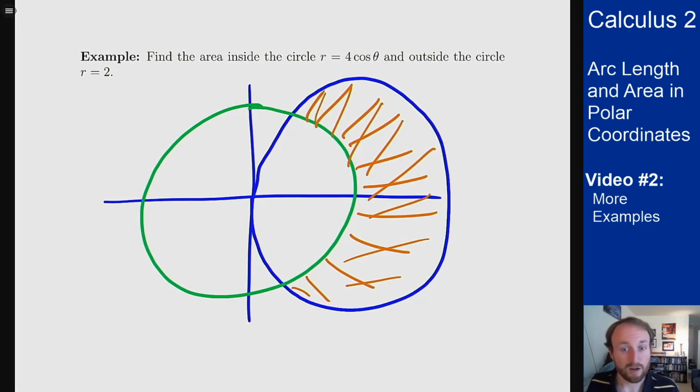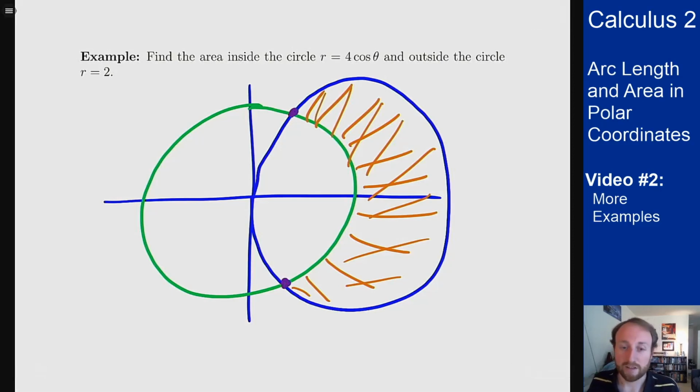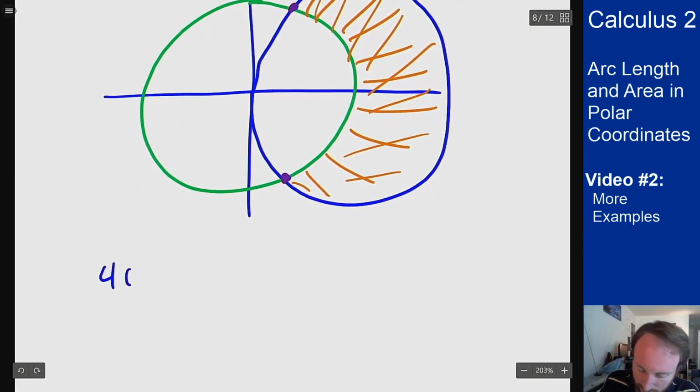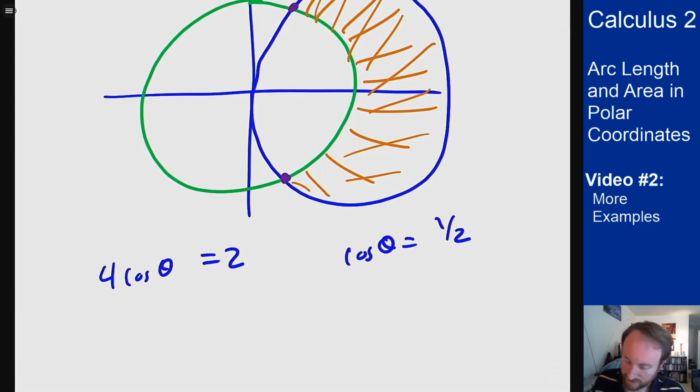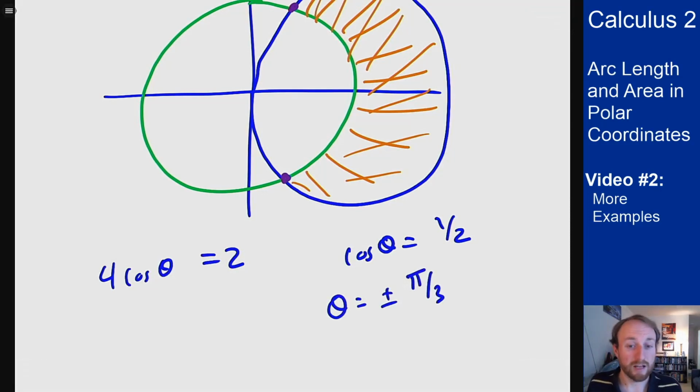But to do that, I've got to figure out where these curves intersect. So I need to first hunt for these two intersection points, and then I can go from there. So to do that, I just set the two equations equal to each other like you would normally in terms of x and y coordinates. Now it's just r and theta instead. So I'll set these two equal, and I get that I want 4 cosine theta equal to 2, which means I want cosine theta equal to 1/2, which happens at theta equals plus or minus pi over 3, which tells me the bounds on my integral.